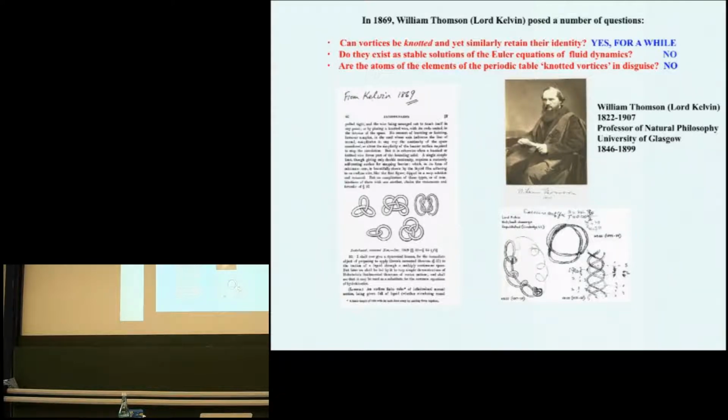This diagram just goes to show that Kelvin was not a very good artist, and his writing was pretty bad too. His work, of course, is published, and this is a page from his 1869 paper, in which you can see that he is thinking in terms of knots and links, the Hopf link, the trefoil. I think he's got the Borromean rings here, and so on. So various different possibilities he was thinking about at that time.